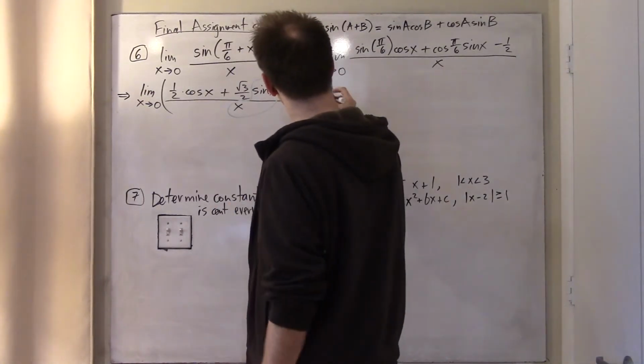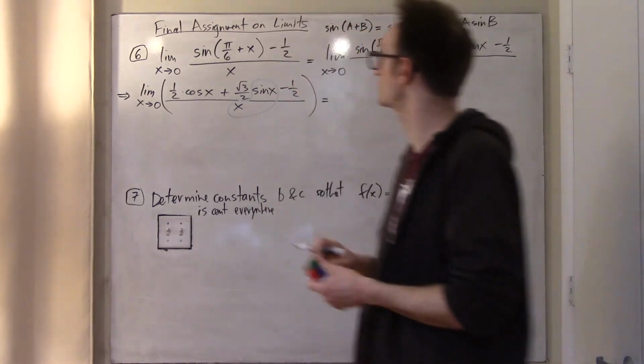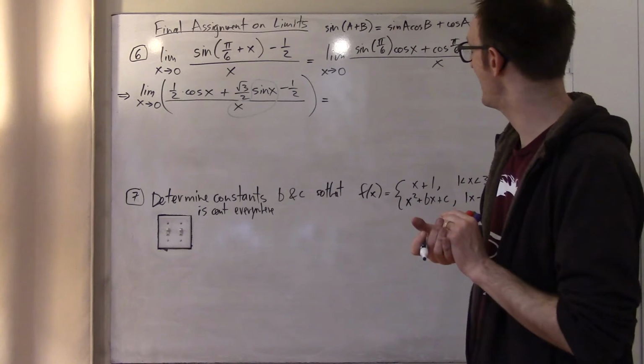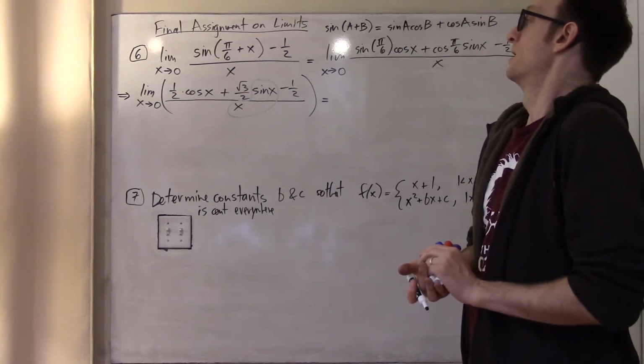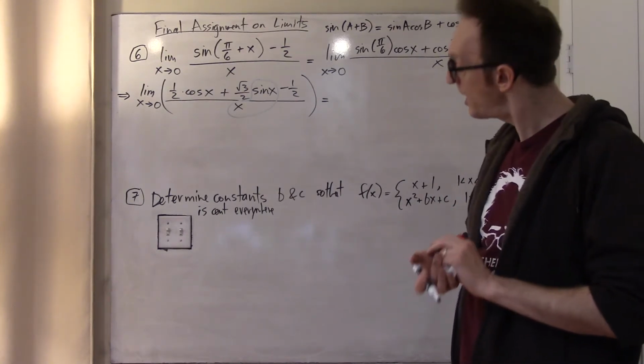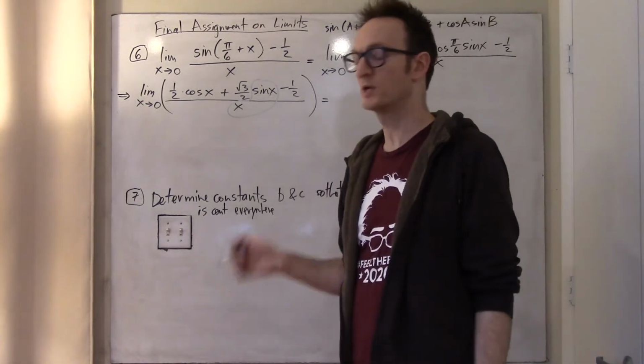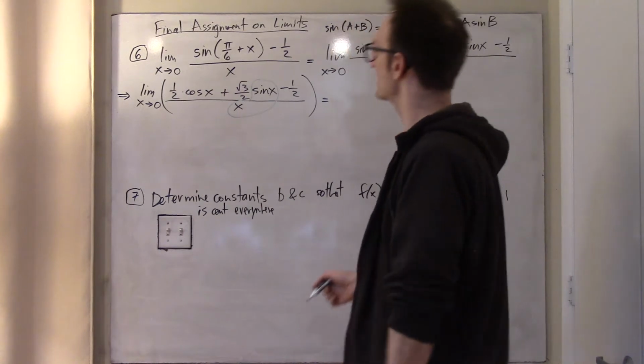Maybe I'll just do all the things at once. Yeah, that's what I'll do. What am I going to do? I'm going to split this fraction up into 3 pieces. And I'm going to split the limit up. I'm going to split the fraction up into 2 pieces, and I'm going to split the limit up.